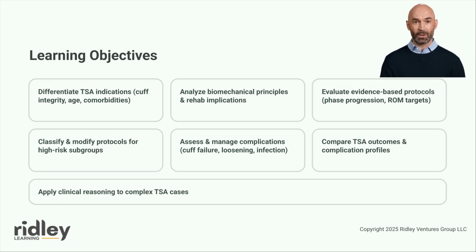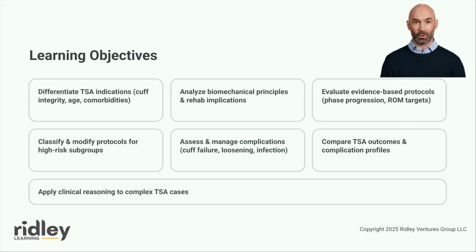Additionally, you'll classify high-risk patient subgroups and determine appropriate protocol modifications to optimize safety and functional recovery. You'll assess early warning signs of postoperative complications and apply evidence-based management strategies for timely intervention. You'll compare functional outcomes, complication profiles, and return to activity rates between anatomic and reverse total shoulder arthroplasty in diverse patient populations. Finally, you'll apply clinical reasoning frameworks to complex case presentations, integrating surgical approach, patient comorbidities, and evidence-based rehabilitation principles to develop individualized treatment plans.